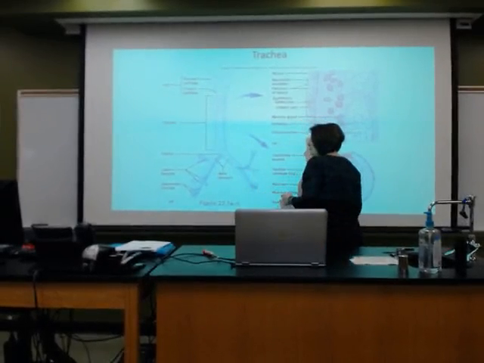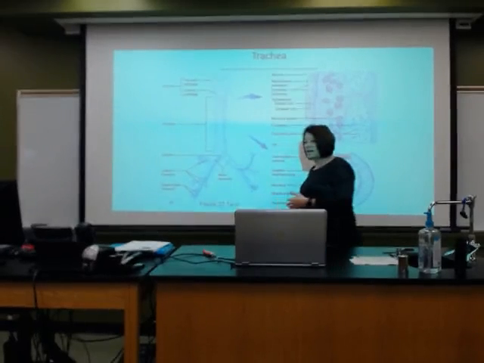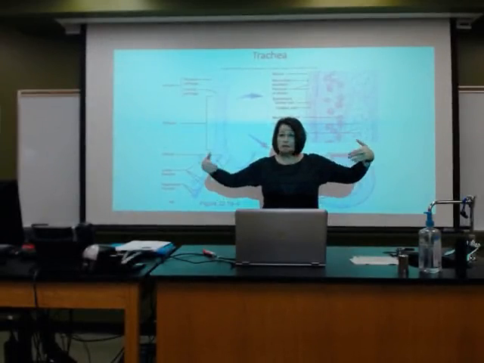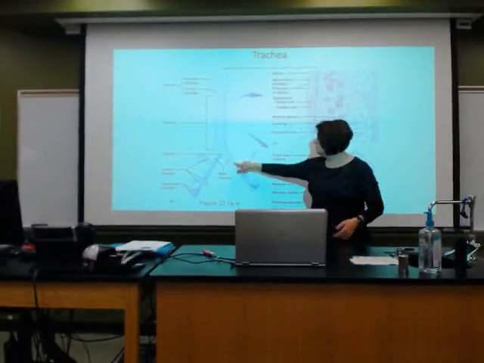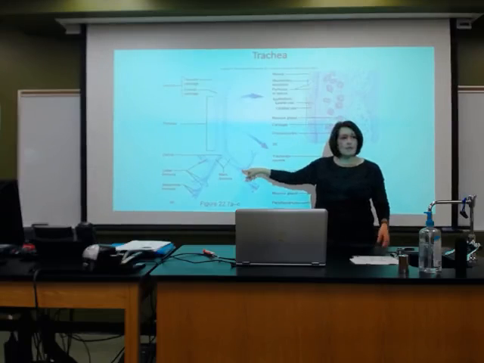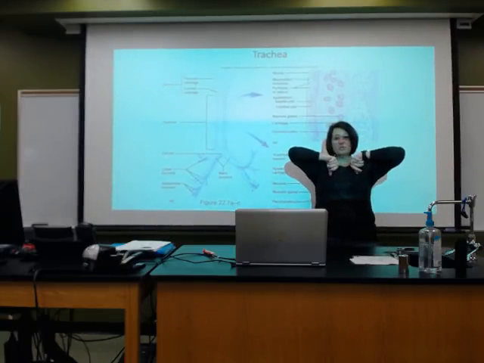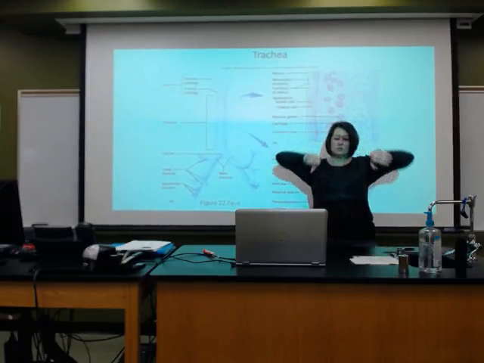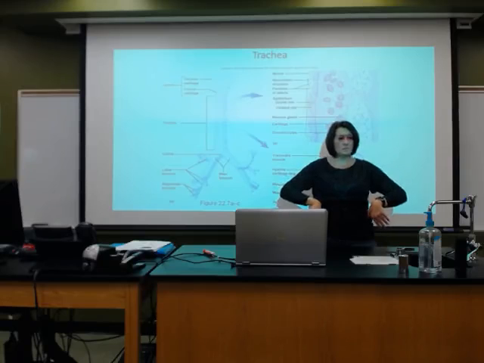My air is going to pass, and I've got left and right lungs, all right? So I'm going to have this branching, my main bronchi. And that branching is going to allow for the movement of this air into the left and the right lungs.